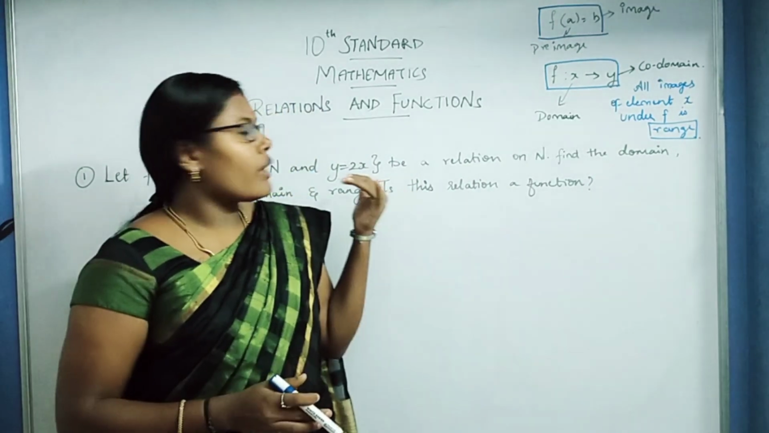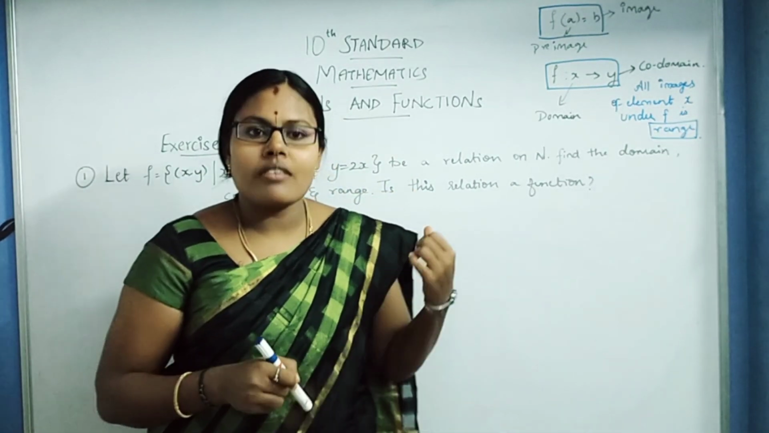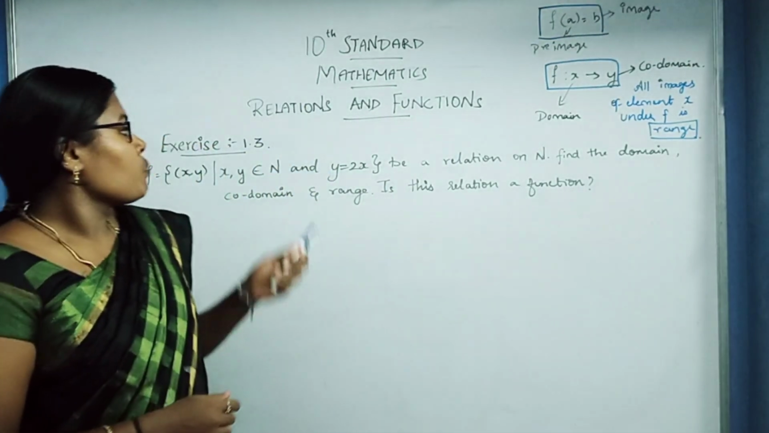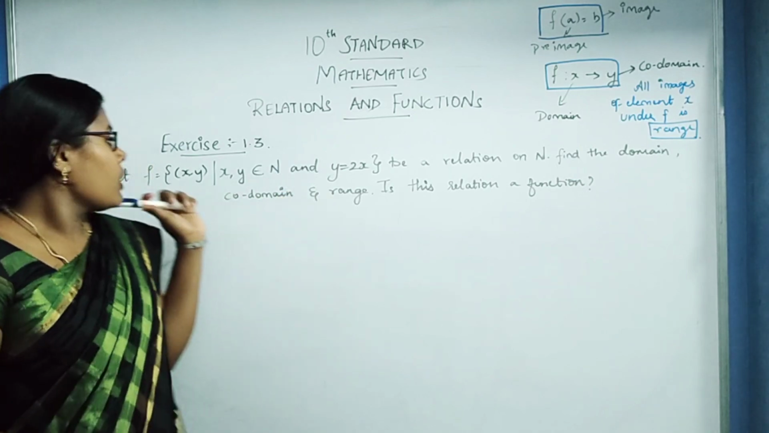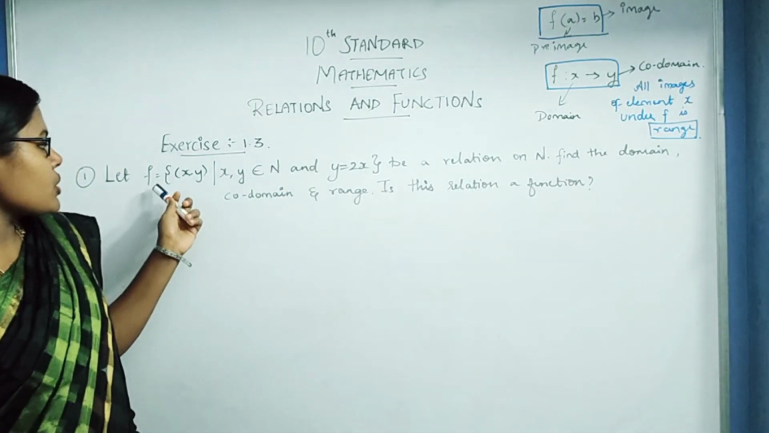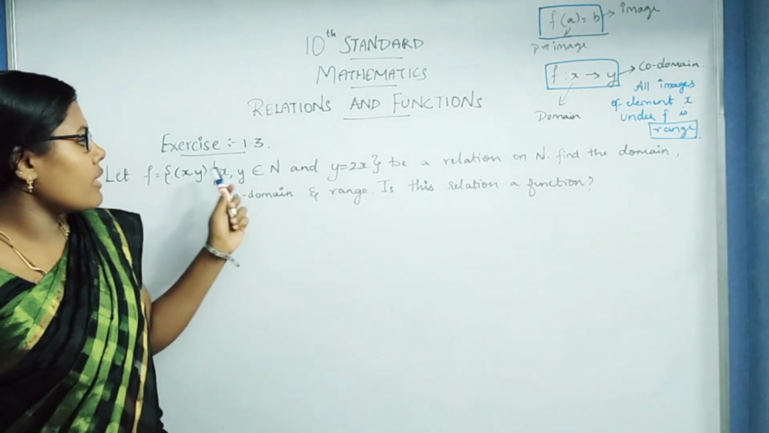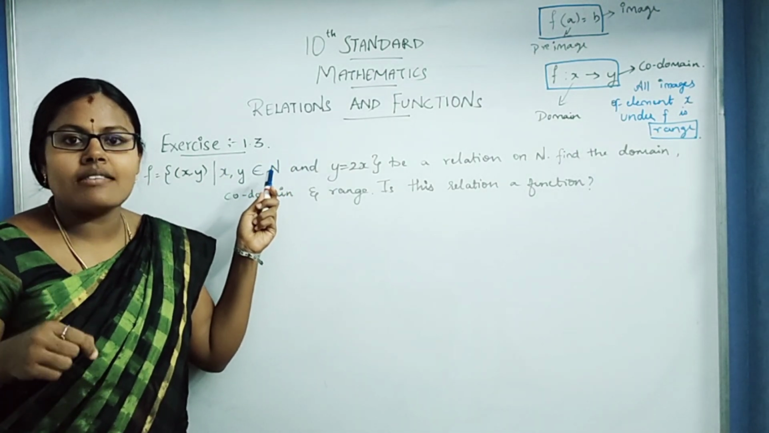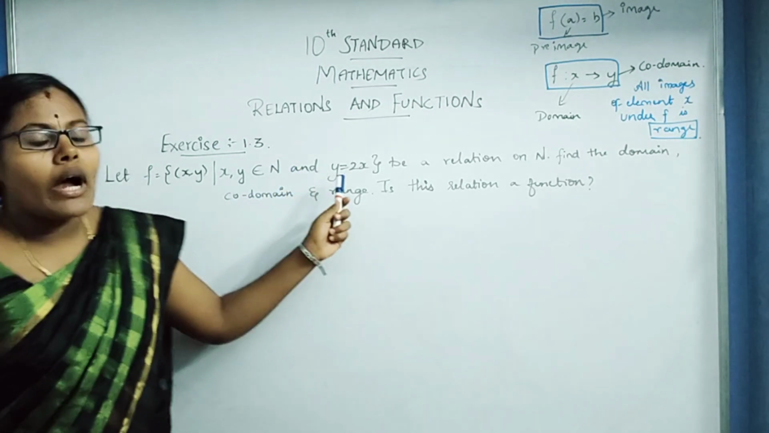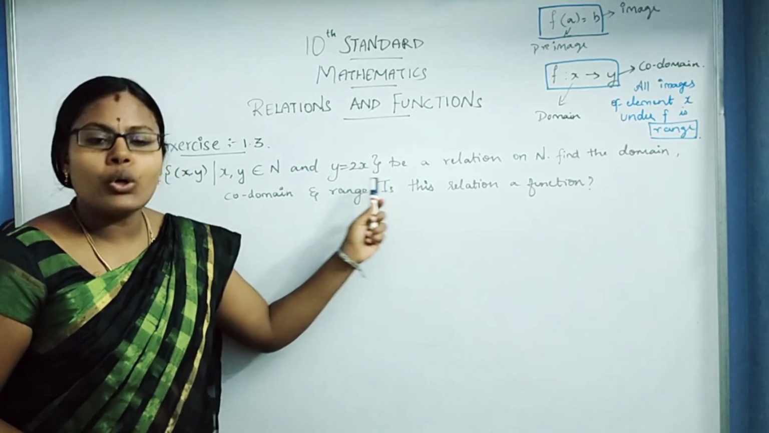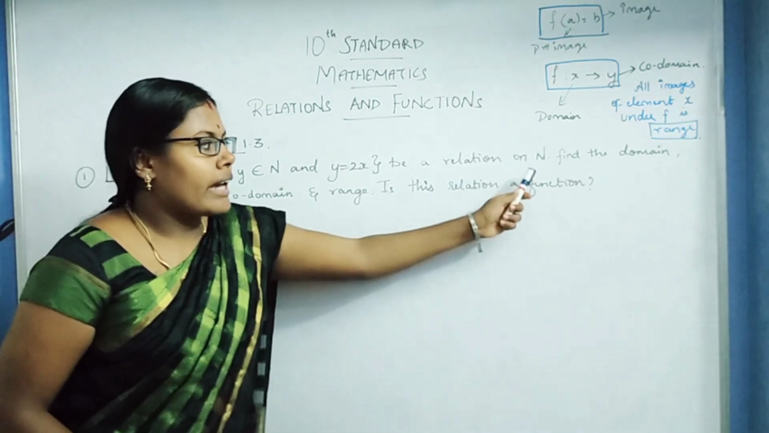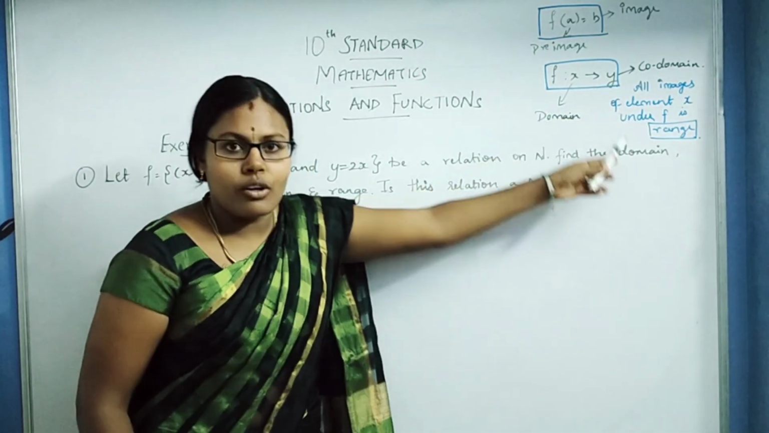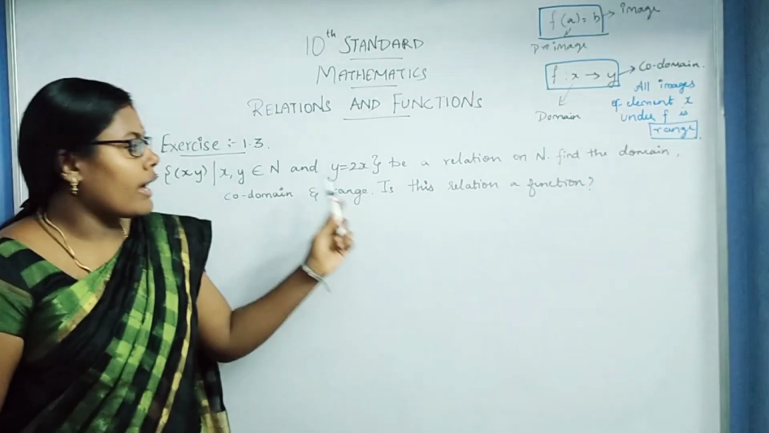So first we'll go into the exercise. The first sum in the exercise is related to this domain, codomain and range. Let's see the first sum in exercise 1.3. It says: let the function be the set of pairs (x, y) such that x and y belong to N. N is the set of natural numbers, and y is equal to 2x, a relation on N. Find the domain, codomain and range.